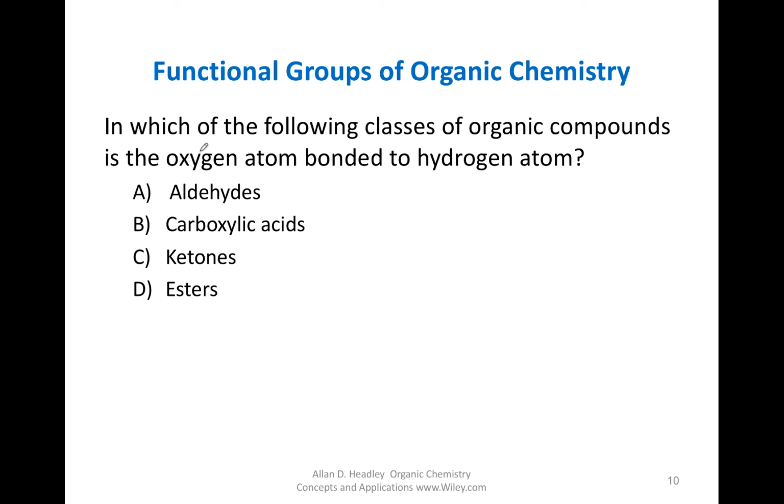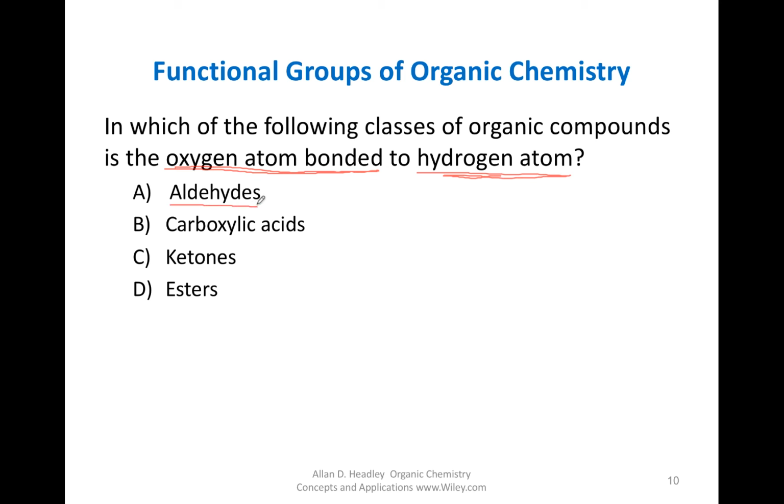And I'm going to underline the important aspects. So you have to read your questions and understand what's being asked. And of course, then you analyze each of your possible choices. So which of the following classes of compounds is the oxygen bonded to the hydrogen? So we need an OH bond.